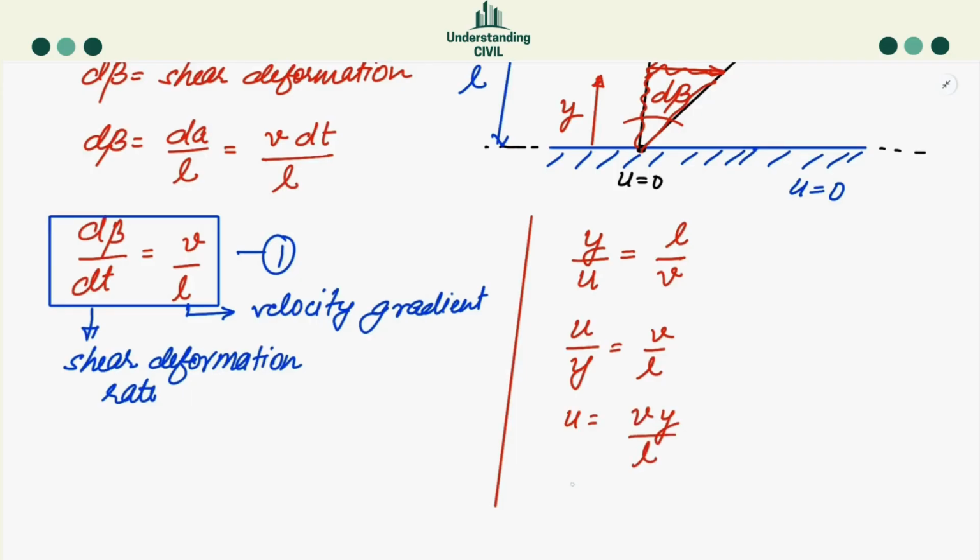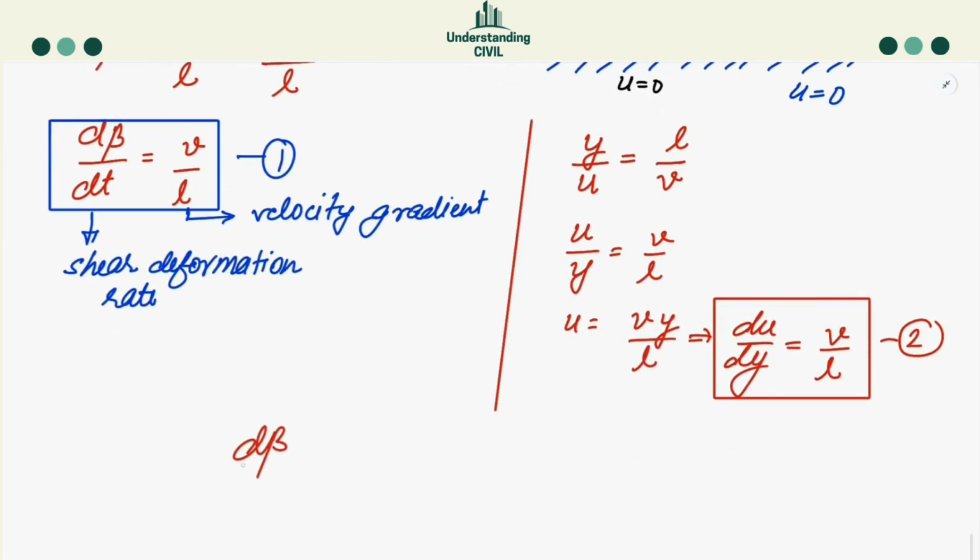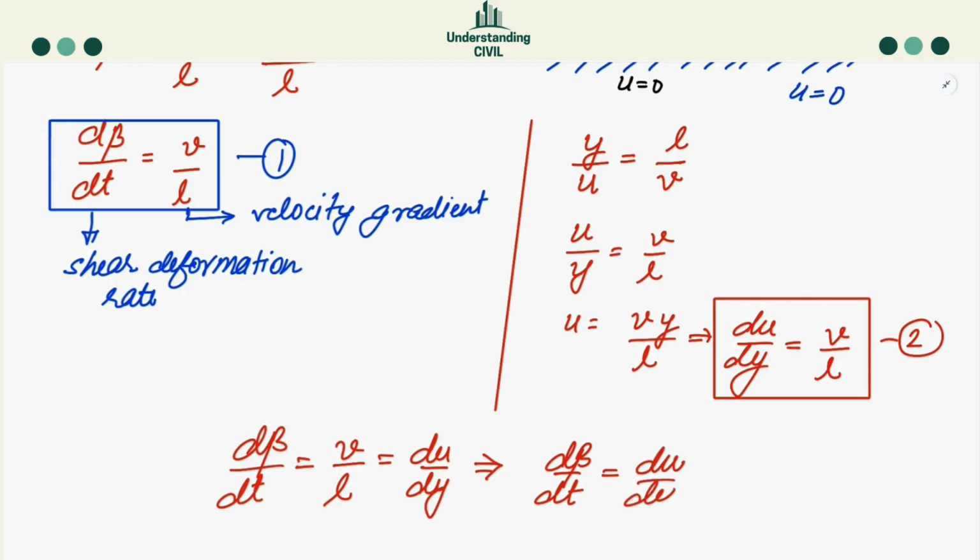Now if I want to find du upon dy, I want to check how the velocity is changing with respect to change in the distance. So I can find it is v by L. Now this is our equation 2. So from 1 and 2 you can see that d beta upon dt is equal to v by L, and from equation 2 v by L is equal to du upon dy. So from here I can write that d beta upon dt is equal to du upon dy.